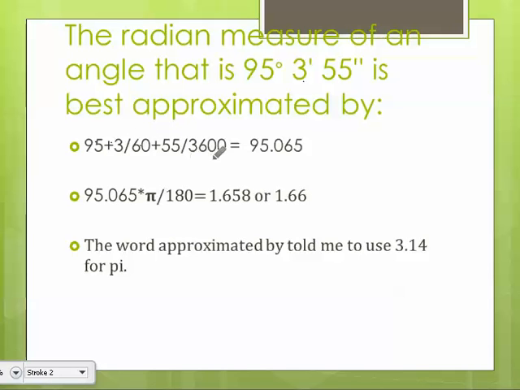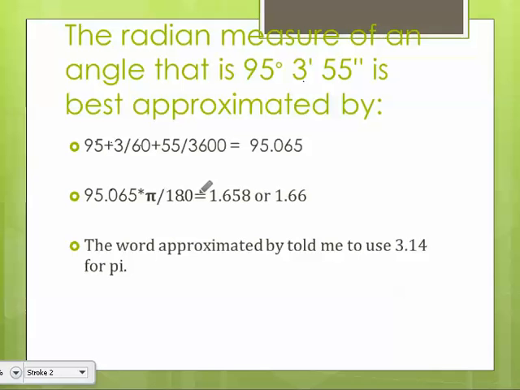Why did I get 3600? Because there's 60 seconds in a minute and 60 minutes in a degree. So I have to divide by 3600. When I do this, I get 95.065. Well, I want to express that in radians, so what I have to do is multiply times pi over 180. So when I divide 95.65 by 180 and multiply it times 3.14, I get 1.658, or 1.66 would be the answer that I would come up with.